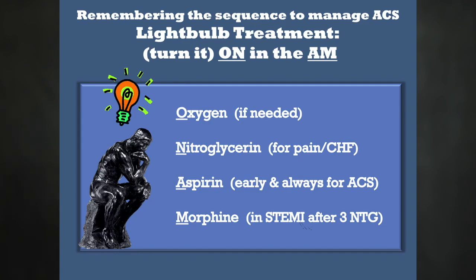Truly allergic. Yep, I swell up, I get hives, I have to get an EpiPen. That's allergic. And morphine, as appropriate in STEMI. So ONAM, on in the AM, is the acronym that we try to remember.